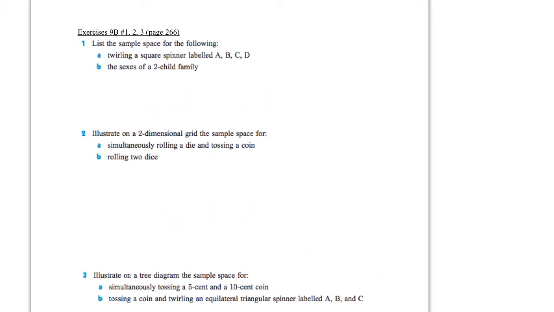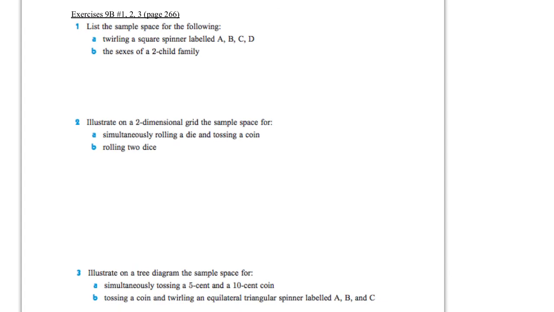Flip into page 7 to do some examples showing those 3 things. Okay, what if we twirl a square spinner labeled A, B, C, D? What does it look like to just make a list? So the sample space S would simply be a list, A, comma, B, comma, C, comma, D, because that's what could happen if we twirl a spinner.